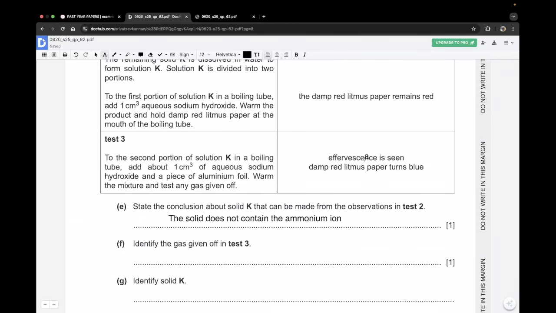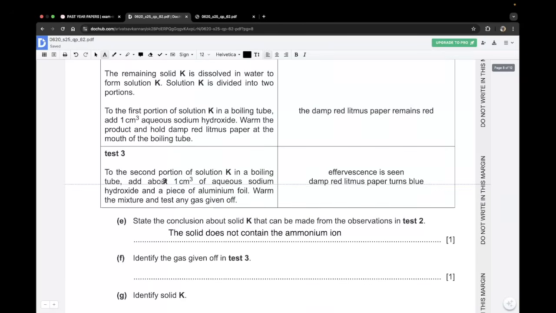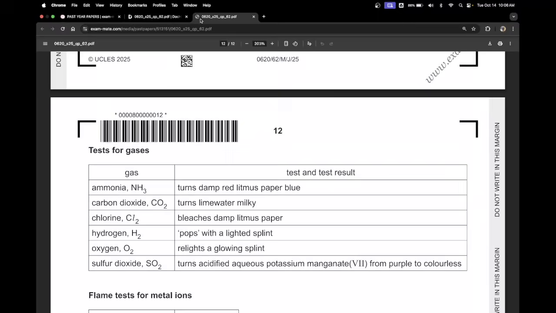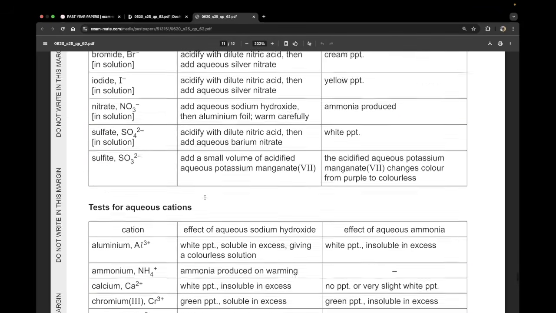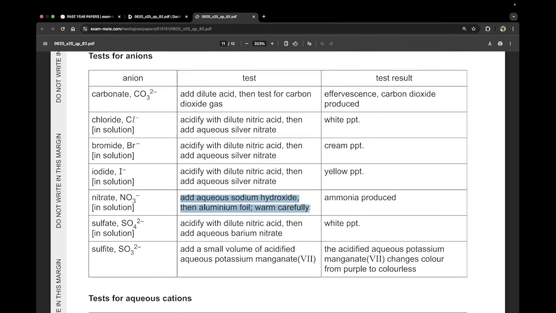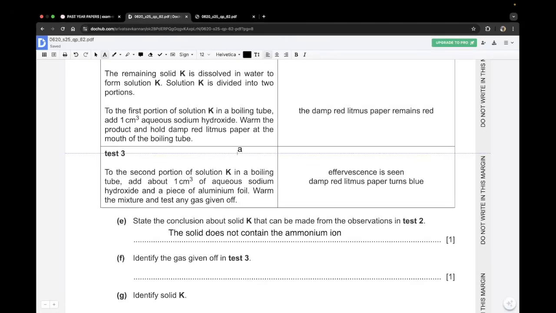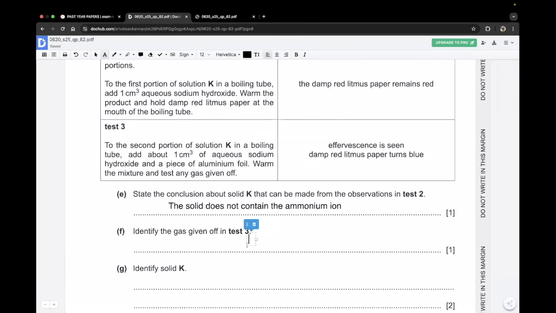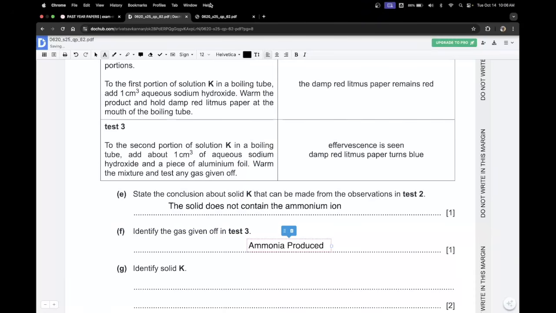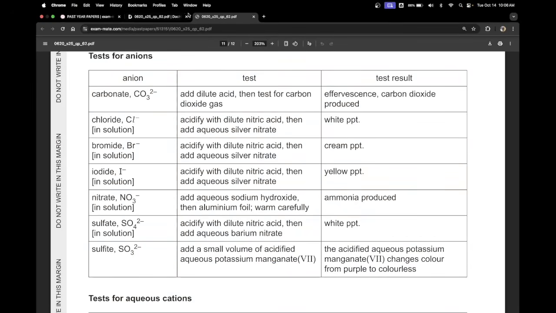Gas given off in test 3. Effervescence is seen. The second portion, in a boiling tube, add aqueous sodium hydroxide and a piece of aluminum foil, warm the mixture and test any gas given off. So this is actually a test for something, isn't it? Let's go back to the anions. Aluminum foil, warm carefully. Ammonia is what is produced here, and the damp red litmus paper turns blue as well. So what is the solid K? This is a test for a nitrate, so nitrate is one of the ions.